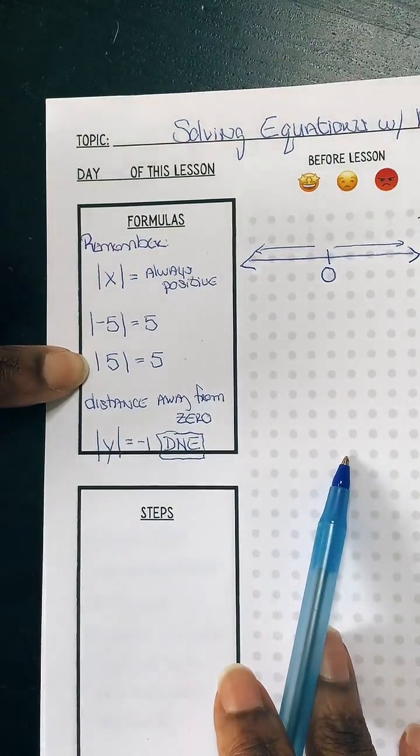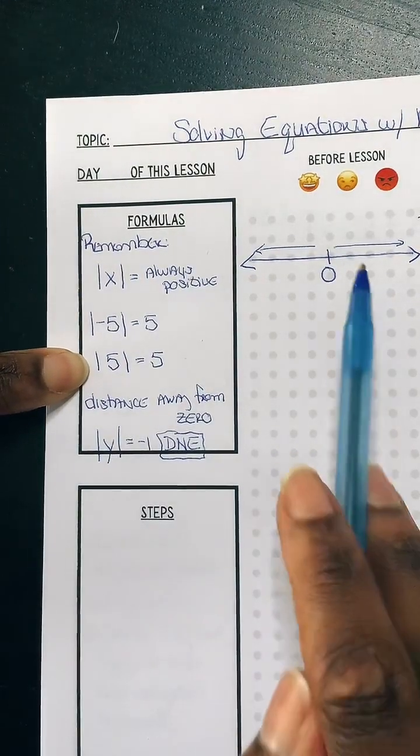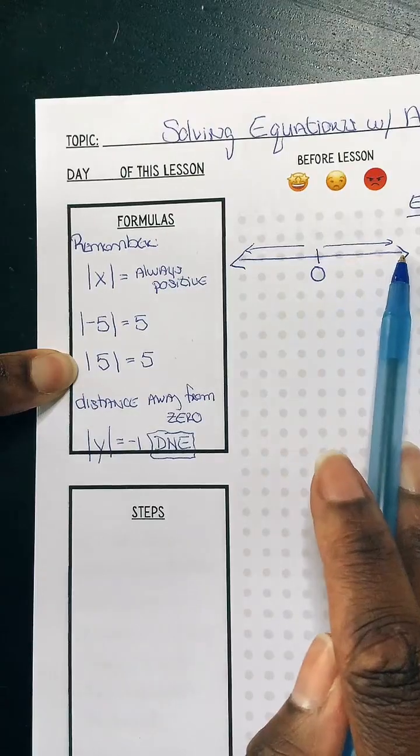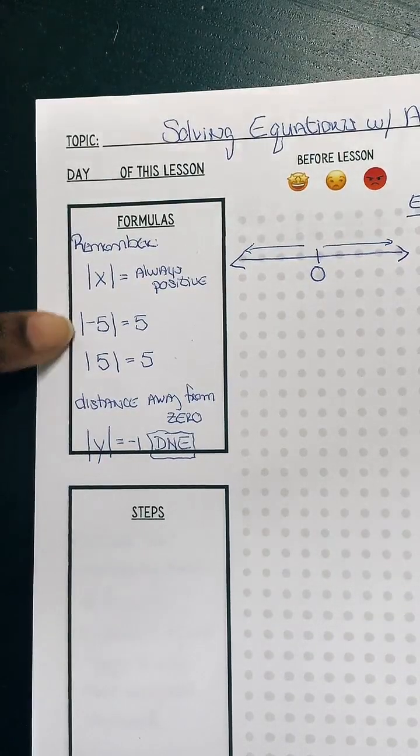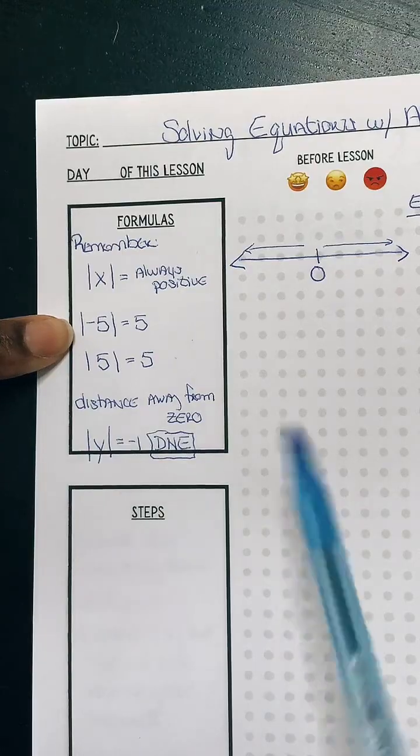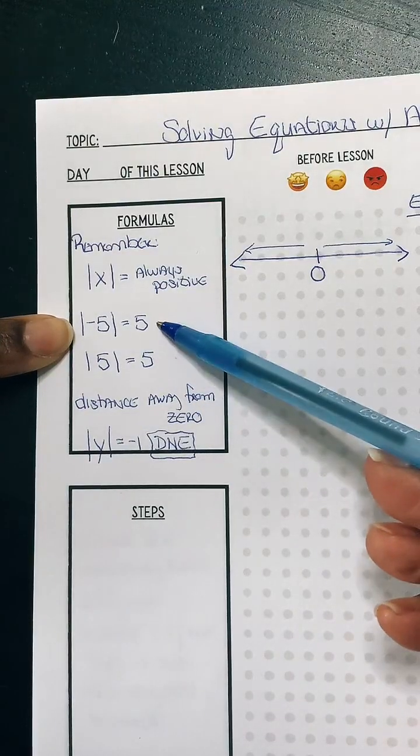So the absolute value of +5 is 5 units away from zero. Thank you so much for the love. Hello, Thomas. All right, so when we're doing absolute values, it always goes to a positive distance.